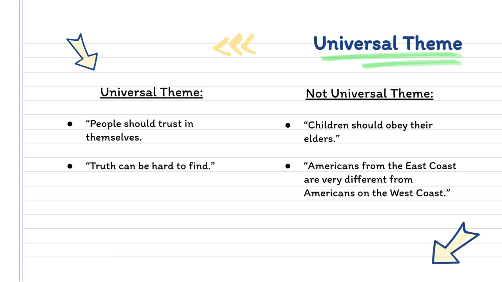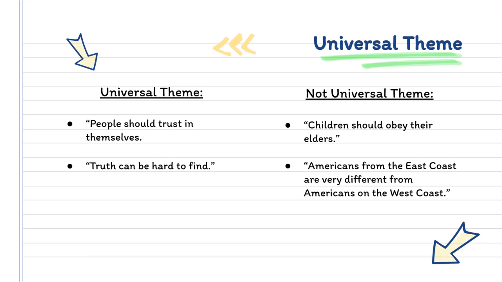Now, a universal theme is not this. Children should obey their elders. While in many instances, yes, children should obey their elders, it really depends on your cultural background and where you grew up, whether or not children really should obey their elders. So this would not be considered a universal theme.